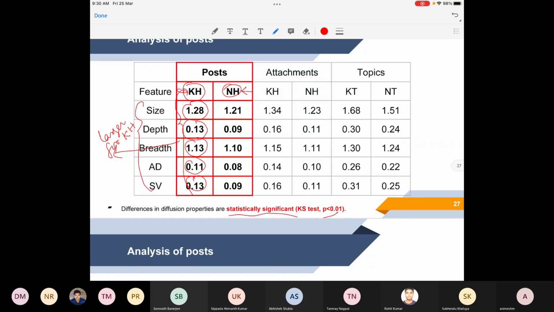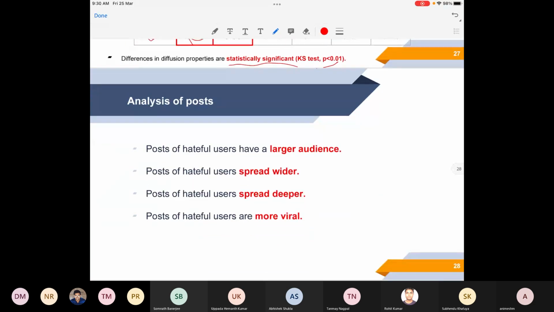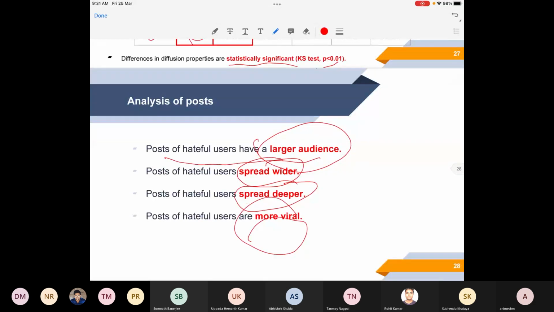Fine. So this tells us that, using a quantitative method, we have now been able to show that posts of hateful users have a larger audience, spread wider, spread deeper into the network, and are more viral. Larger audience is by size, wider is by breadth, deeper is by depth and average depth, and more viral is by structural virality. So all of these values are more for the KH users compared to the NH users.